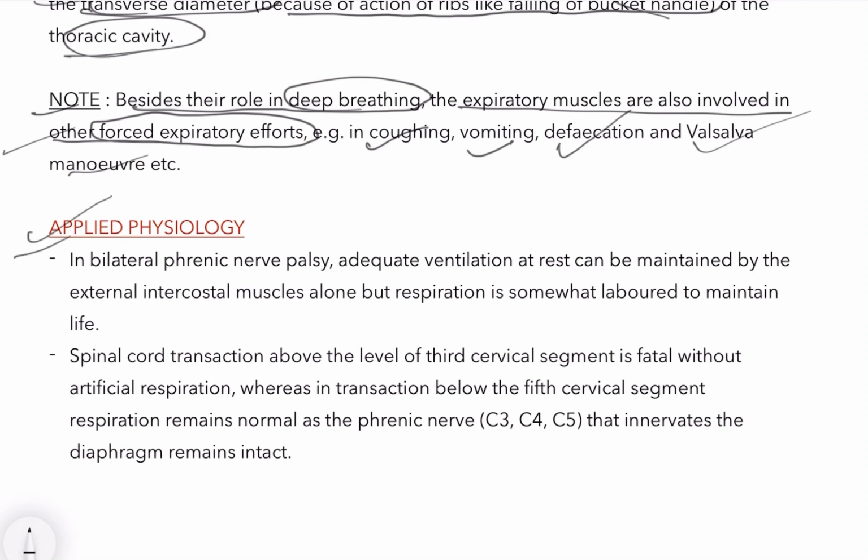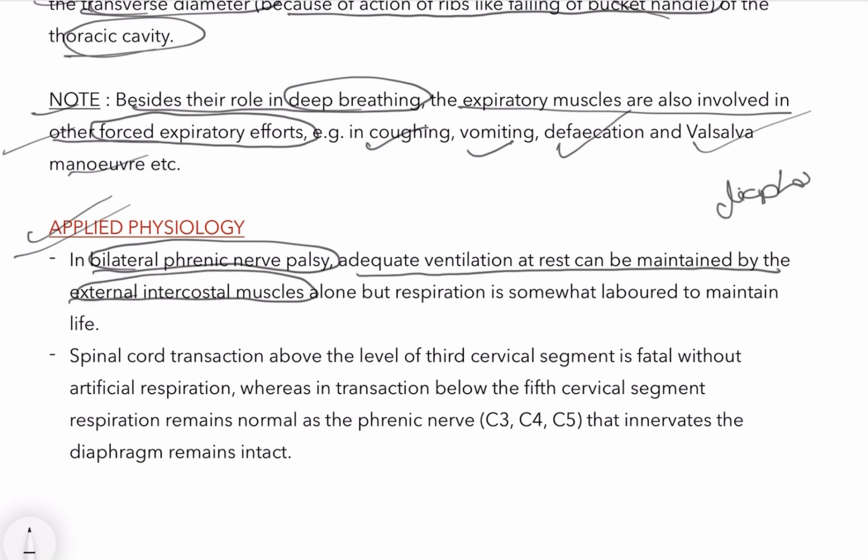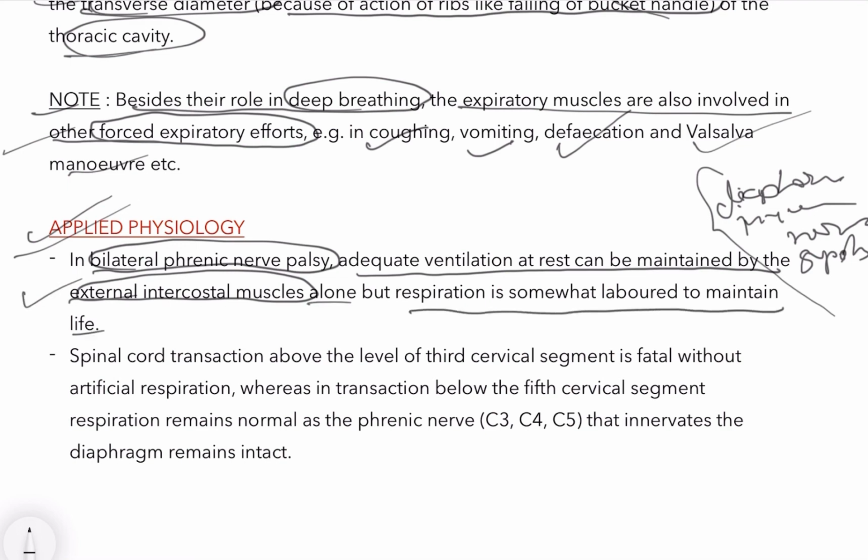Now applied physiology we will see. In bilateral phrenic nerve palsy, that means when there is phrenic nerve damage, adequate ventilation at rest can be maintained by the external intercostal muscles, because the diaphragm has lost the innervation, has lost the nerve supply. So the work of the diaphragm in this condition, phrenic nerve palsy, will be handled by external intercostal muscles alone. But respiration is somewhat labored to maintain life.